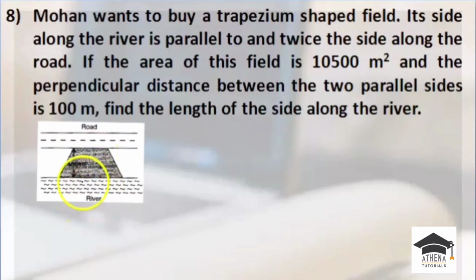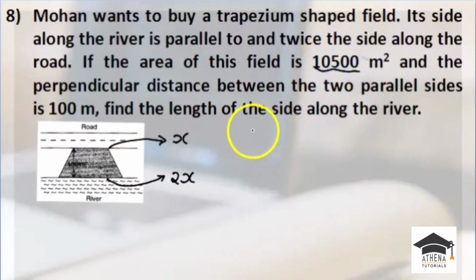Means if this side is x, this side will be 2x. I'll mark it here. If this side is x, this side will be 2x because this is twice. They have also given the total area as 10,500 meters square. Area is equal to 10,500 meter square and the distance between the two parallel sides.